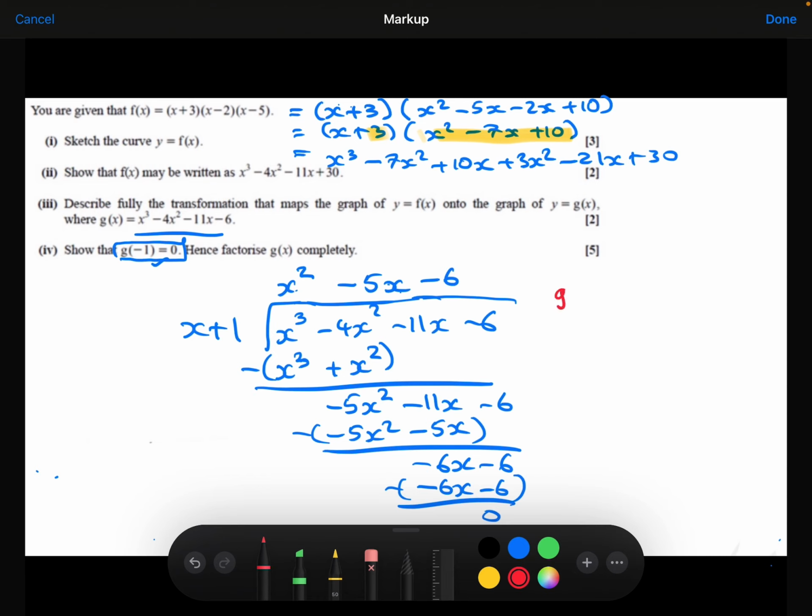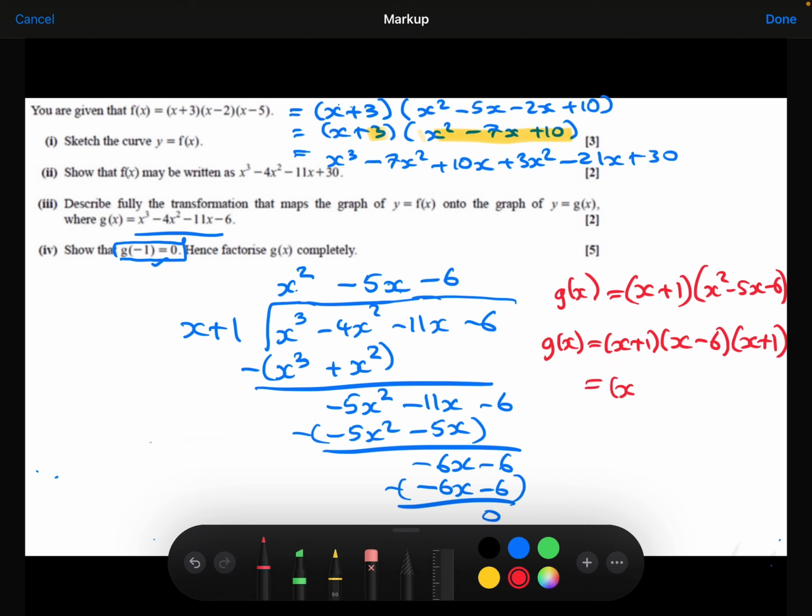So we can now say that g(x) is equal to our linear factor of x + 1 multiplied by the quadratic factor, which is x squared minus 5x minus 6, which can then be factorised a little bit more into (x − 6)(x + 1). And we can now see that x + 1 is a repeated root. And therefore, this is my final answer of writing g(x) in its completely factorised form.